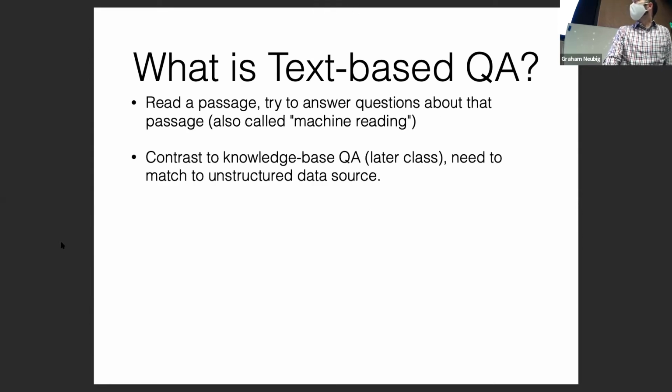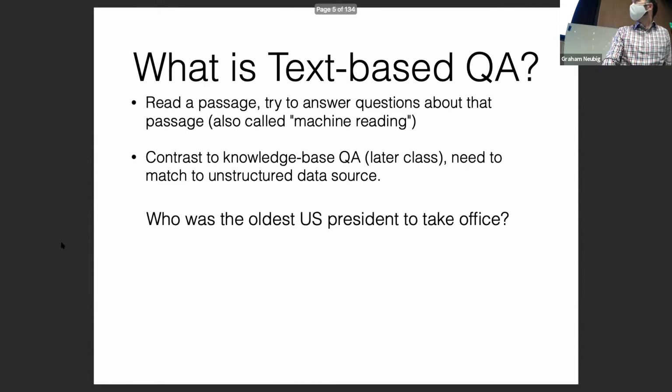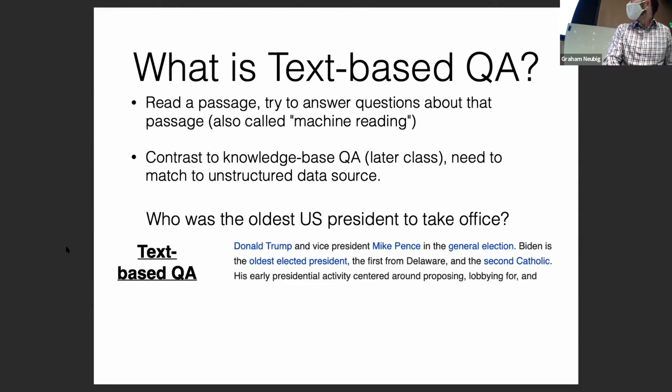This contrasts with knowledge-based QA, which I'm going to talk about a few classes from now. In text-based QA, we're matching against an unstructured data source, and in knowledge-based QA, we're looking up things in a structured data source. To give an example, if we have the question, who was the oldest US president to take office? This is a very salient question because of the current president. Biden is the oldest elected president. You can get this information from a Wikipedia article that explicitly states this.